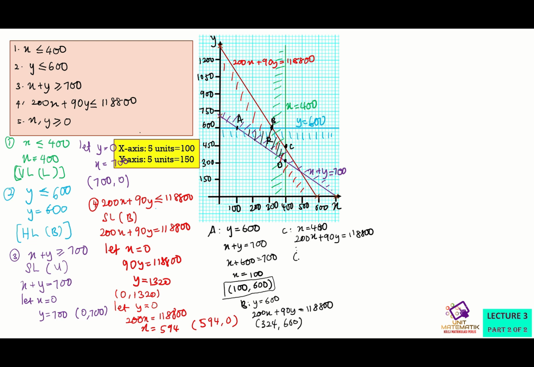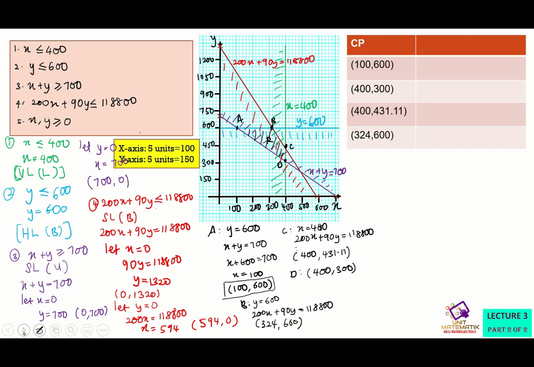And then the corner point would be 400, something like this. And then for D, I leave it to you. Then you will get the corner point is 400, 300. Then put all the corner points in the table, so you will get like this.